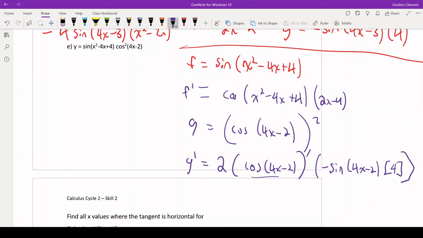So there we go. So the derivative here, maybe I'll use Leibniz notation, dy by dx is f prime g. Okay, so x squared minus 4x plus 4 times 2x minus 4, f prime times g, which is cos squared of 4x minus 2.